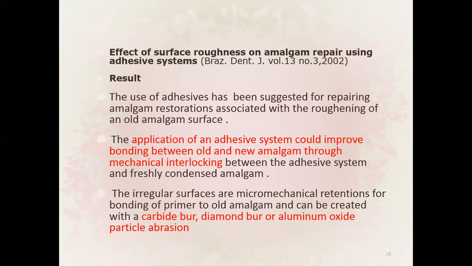Now, effects of surface roughness on amalgam repair using adhesive systems. The use of adhesives has been suggested for repairing amalgam restorations, associated with the roughening of an old amalgam surface. The application of an adhesive system could improve bonding between old and new amalgam through mechanical interlocking between the adhesive system and freshly condensed amalgam. The irregular surfaces are micromechanical retentions for bonding of primer to old amalgam and can be created with a carbide burr, diamond burr, or aluminum oxide particle abrasion.